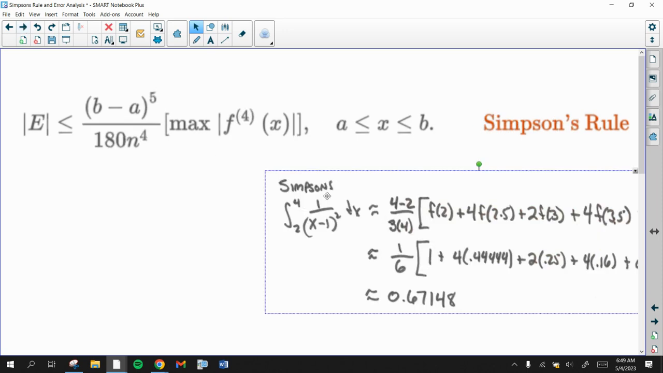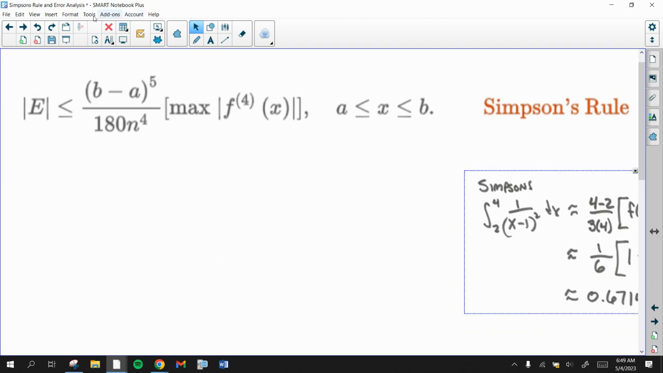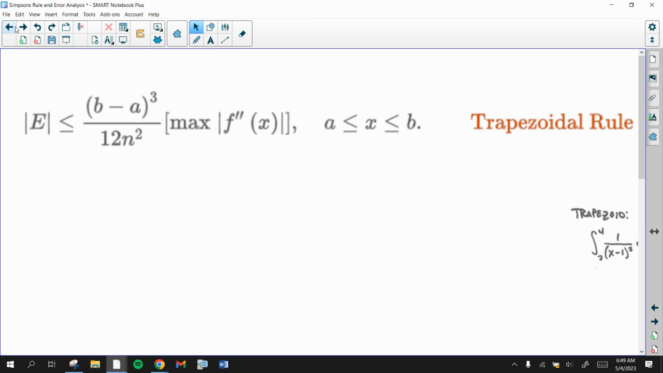And here's the error for Simpson's rule. Pretty similar, but the max is of the fourth derivative, and we'll explain that in a second. So let's start with the error in the trapezoid rule. We're going to have to get the second derivative, since it's part of the formula, so let's do it.